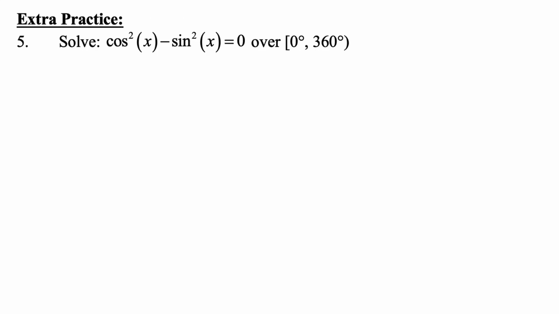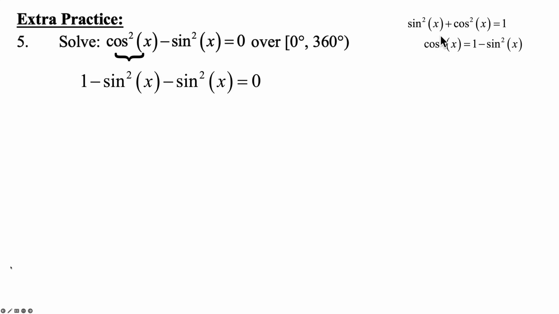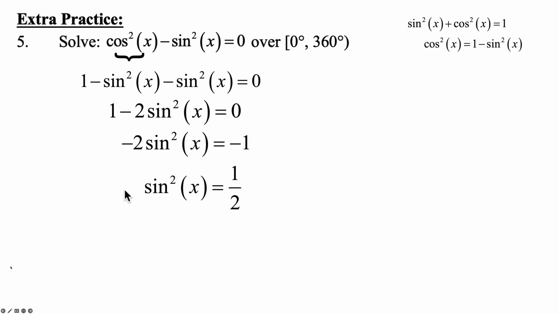All right, extra practice here. I'm thinking I need my Pythagorean identity. I'm going to isolate the cosine squared x in my identity, change it to 1 minus sine squared x. I just like sines better. Plug that in, combine like terms, and now get sine squared x by itself. Subtract over the 1, divide over the negative 2, we get a positive 1/2.